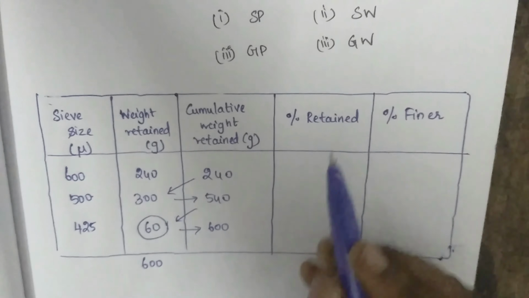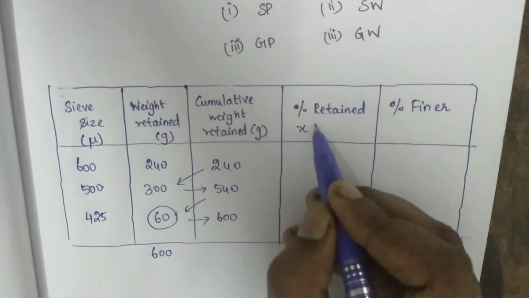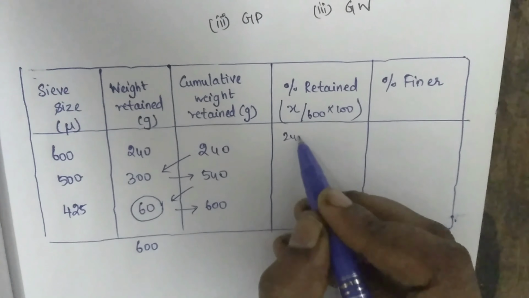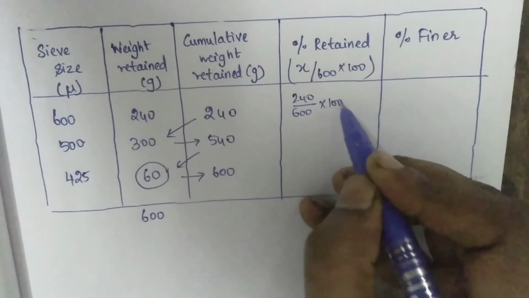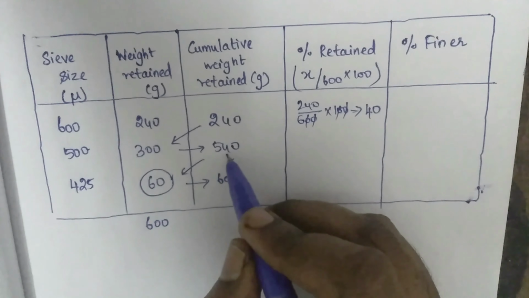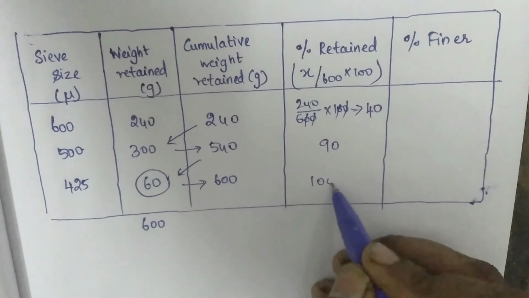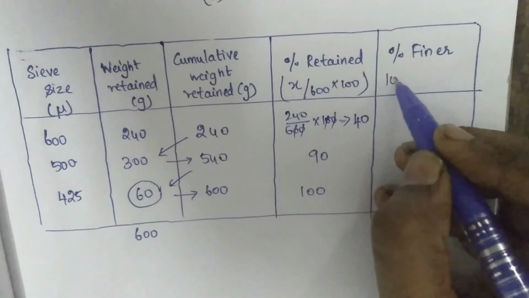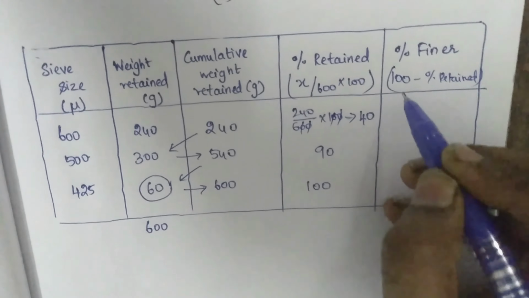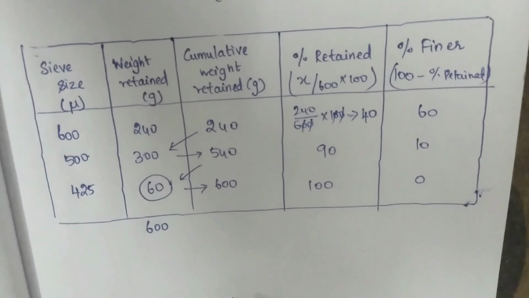The next is percentage retained. Percentage retained is nothing but cumulative, say it is x, divided by the total into 100. So 240 by 600 into 100 will be 40%, and 540 in a similar way will be 90%, and the last one will be 100%. Percentage finer is nothing but 100 minus percentage retained. So 100 minus 40 is 60, 100 minus 90 is 10, and it is 0.